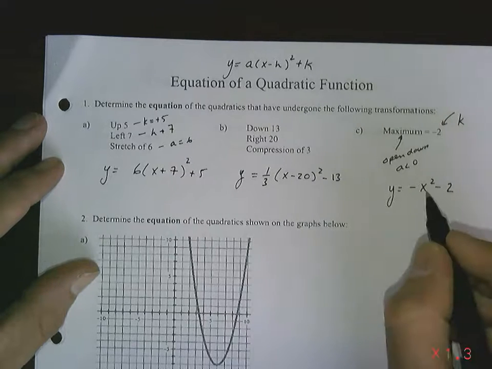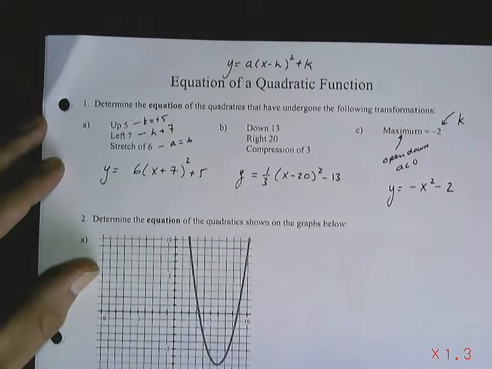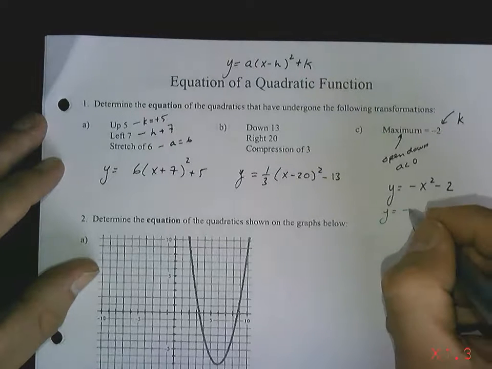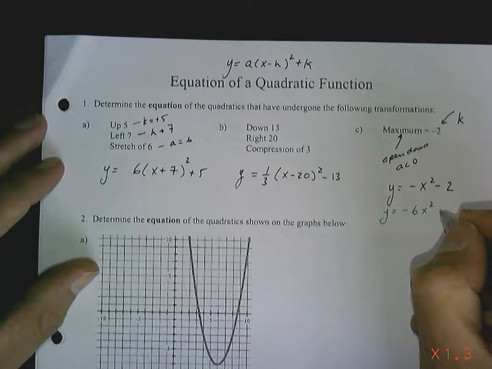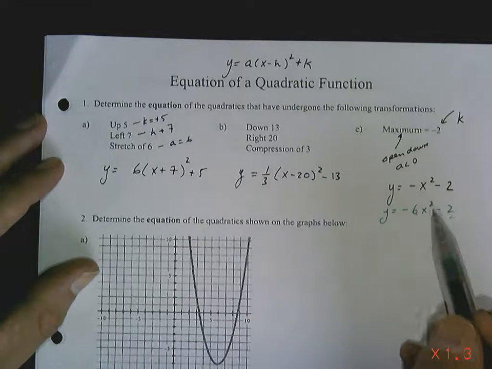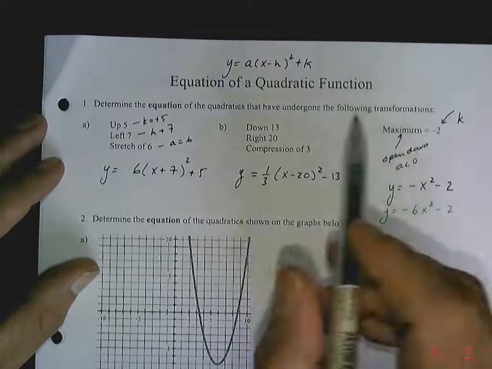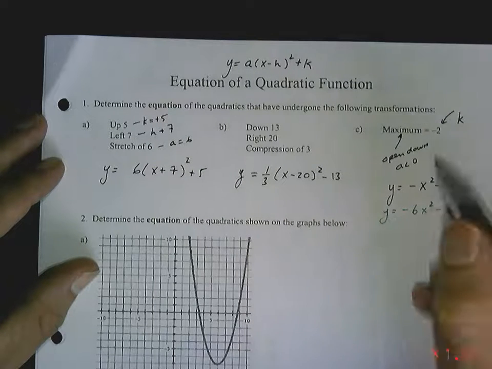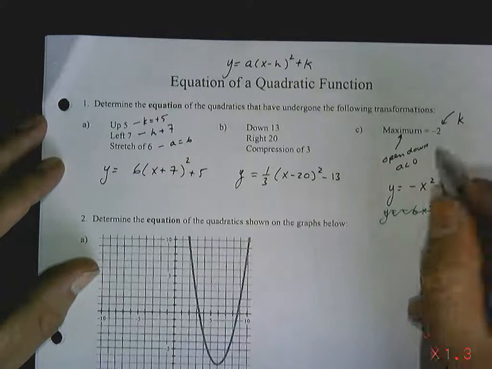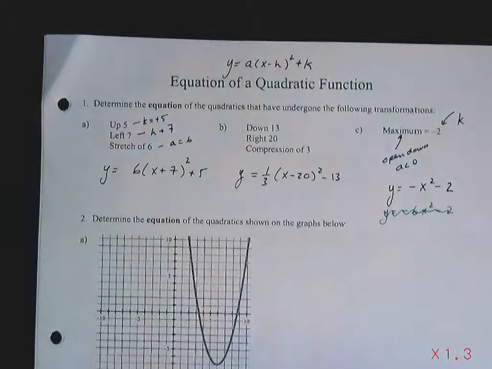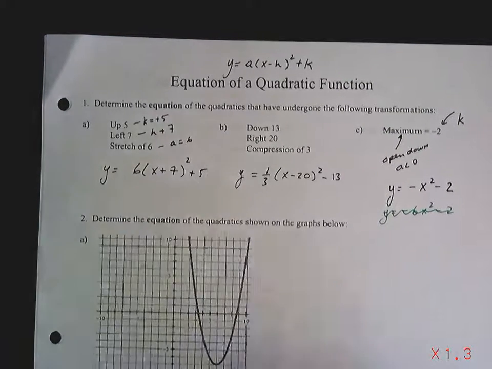Okay? Now, notice that the h value is 0 in this. It didn't have to be. This too would be a fine answer. It's just they didn't tell me that it went over a stretch of 6. So maybe that isn't a good answer if it says that it's only undergone the following transformations. So if only these transformations have occurred, then this is the only answer that we could have, and that would make sense to me. Okay.